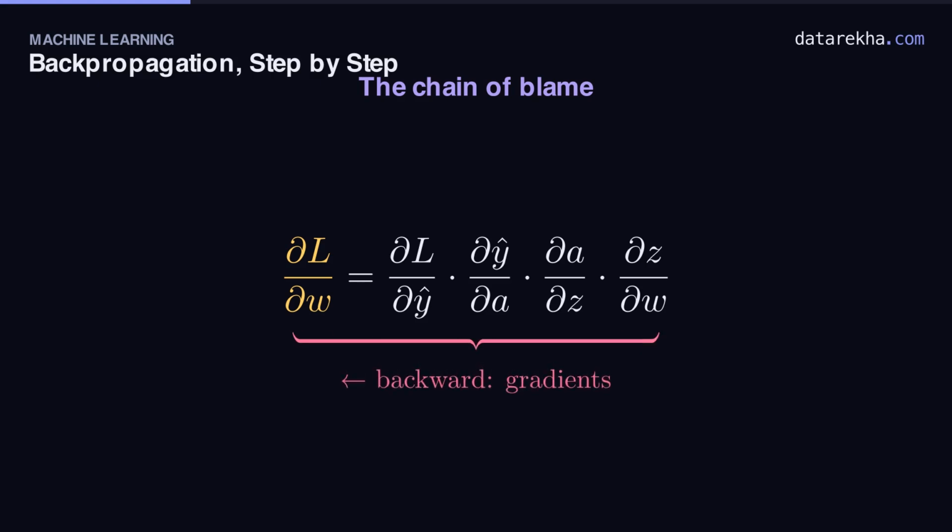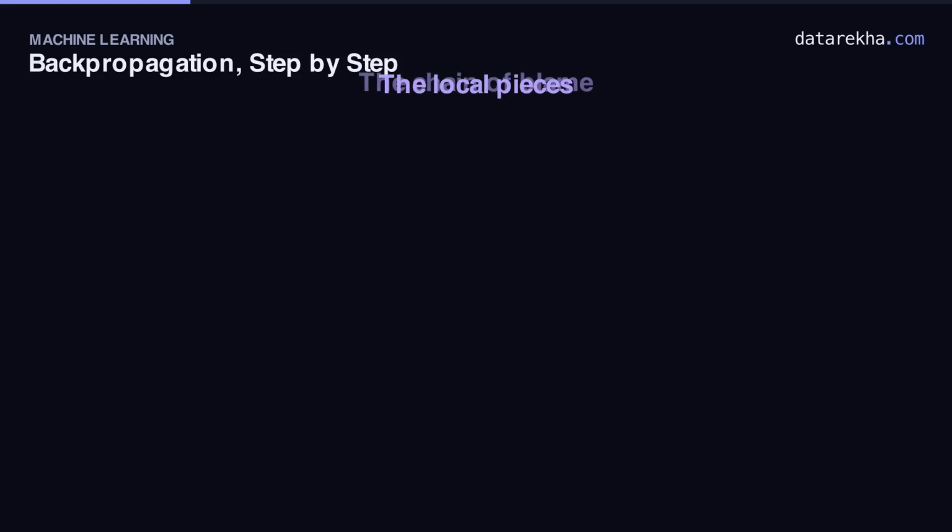I like to read it as blame flowing home. The loss knows how wrong it is, and it hands a share of that blame back to y hat, which passes it to a, then to z, and finally lands on the weight itself. Compute the values going forward. Carry the blame going backward. Two passes. That's the whole plan.